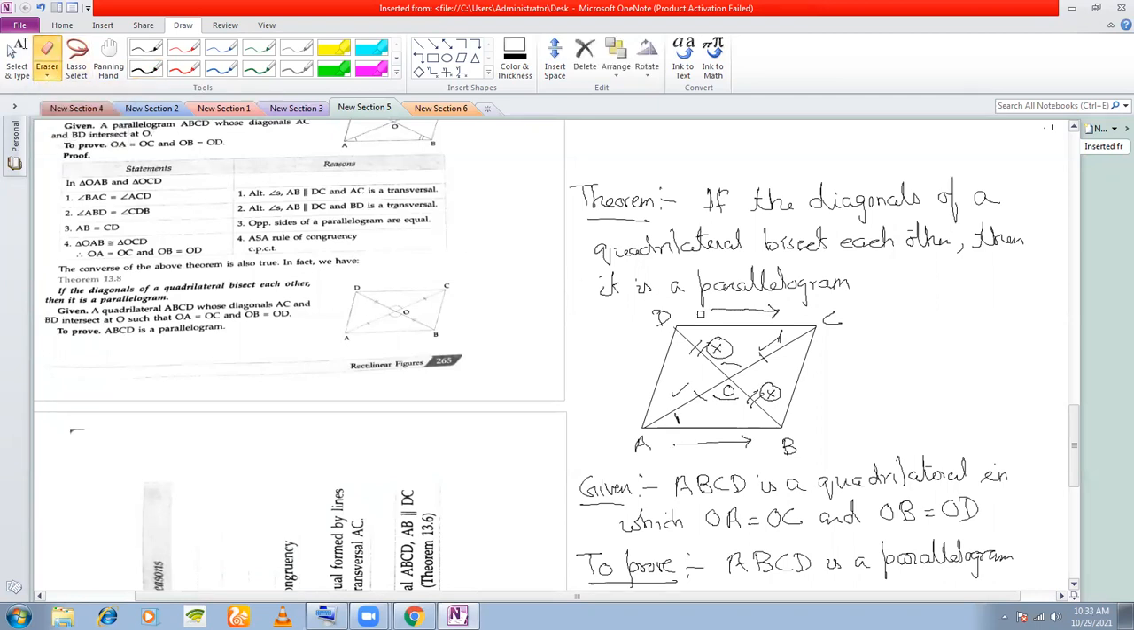Now, I have proved that these two opposite sides are parallel. Similarly, I can prove that these two triangles, this triangle and this triangle, are also congruent. And therefore, similarly, I can show that these two sides are also parallel, exactly as we have done in the earlier proof. And therefore, we have shown that the opposite sides of this quadrilateral are parallel. And therefore, it is a parallelogram. Clear? Yes, sir.